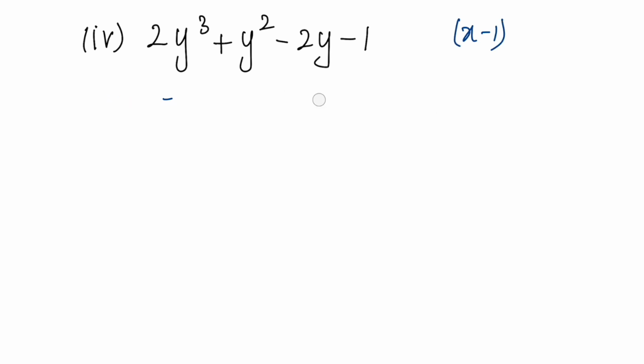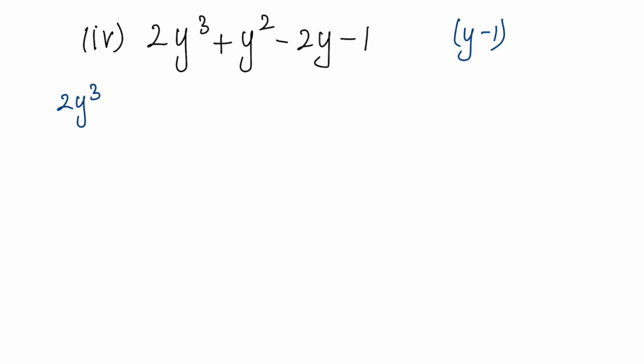of this polynomial. Sorry, it shouldn't be x minus 1, it should be y minus 1. Why? Because y is the variable that we have here, right? So y minus 1 is a factor of this polynomial. So we are going to try and take y minus 1 as a common factor.